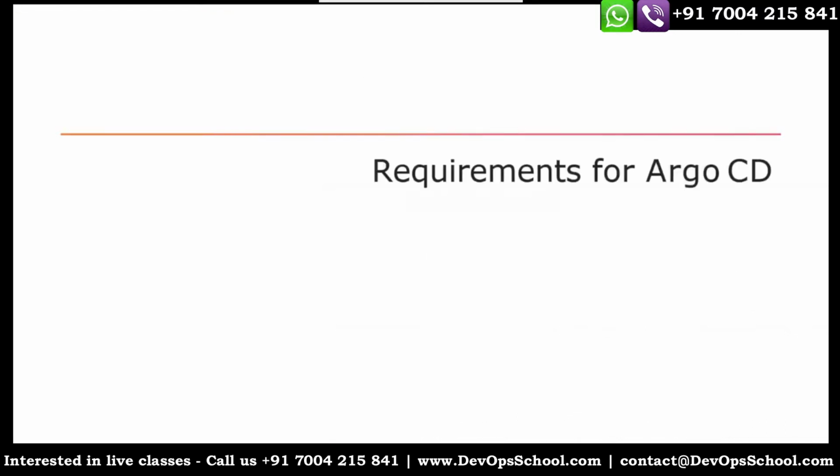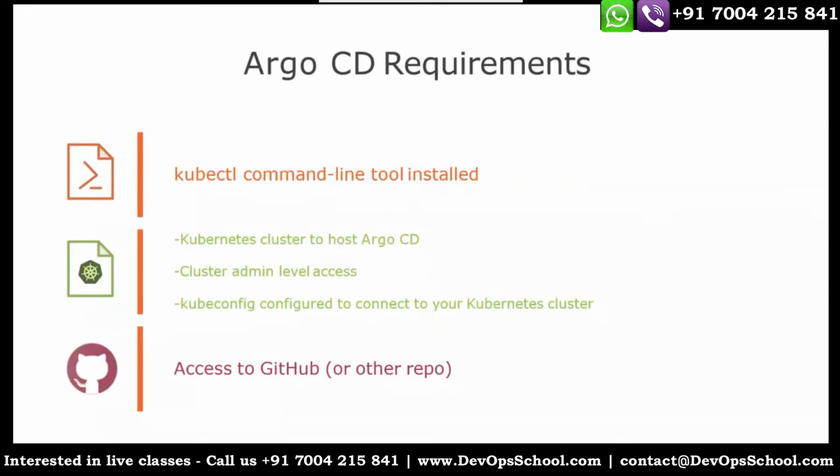So what is the requirement for Argo CD? So first of all, something which you know is that you need to have a Kubernetes cluster for that. So each one of us will have two Kubernetes clusters, one for hosting the Argo CD and one for deploying our app. So you need the kubectl command line installed, that we will have. Then Kubernetes clusters to host Argo CD. Then Kubernetes admin level access, that we will have, with kubeconfig configured to connect to your Kubernetes cluster. So that anyways we'll do that. And we should also have access to GitHub. So as part of this session, we are using GitHub.